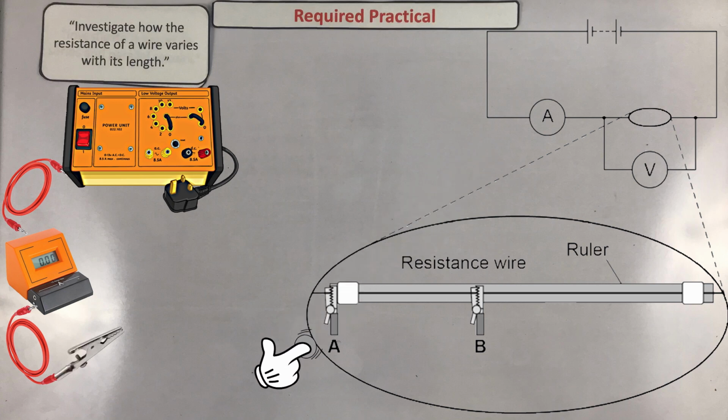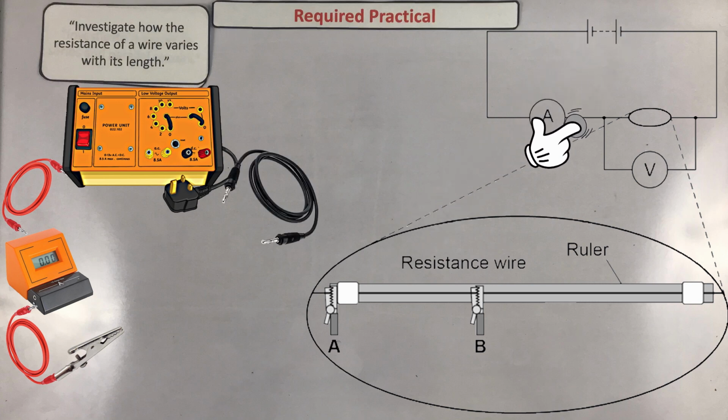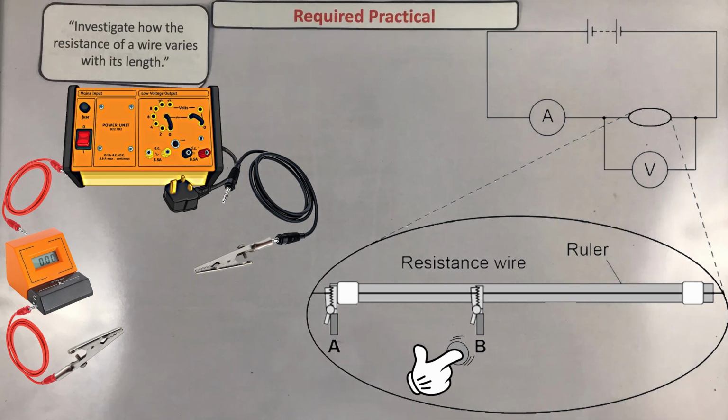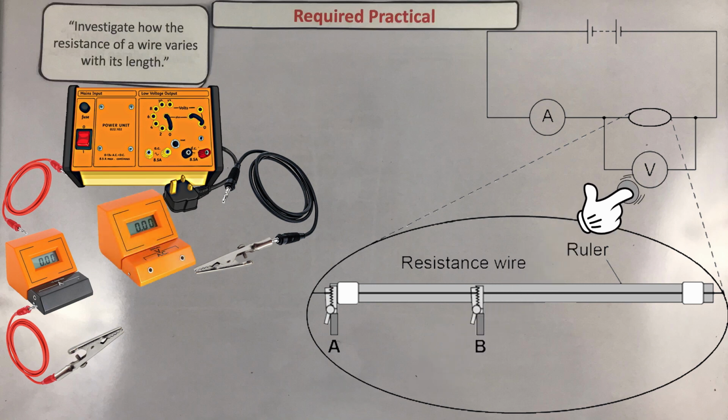You connect this crocodile clip to the zero end of your meter ruler with the resistance wire running through the middle. Then from the other end of your power pack, you connect a wire to another crocodile clip and you attach this to the other end on the 10 centimeter mark on your ruler. You then connect your voltmeter parallel to your resistance wire. You do this by branching two new wires from the wires with your crocodile clips and attaching them to your voltmeter.